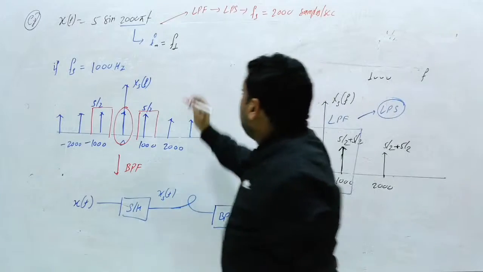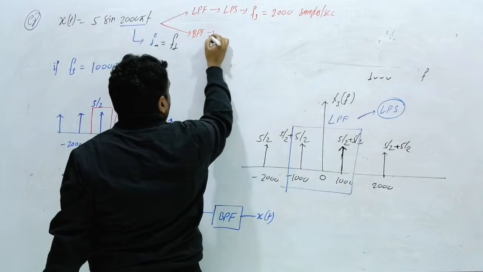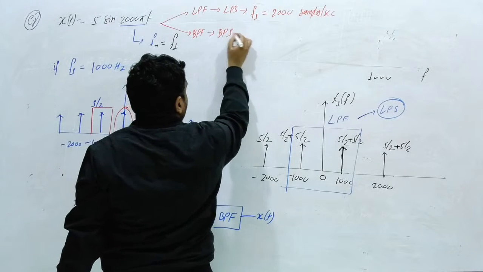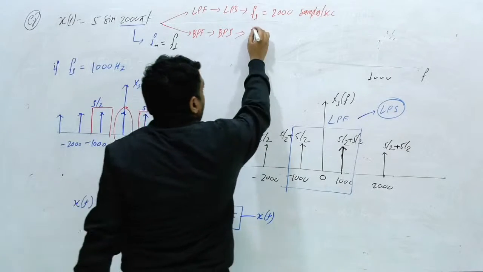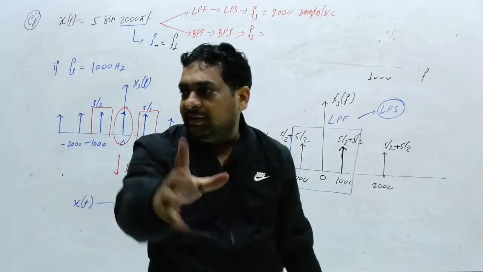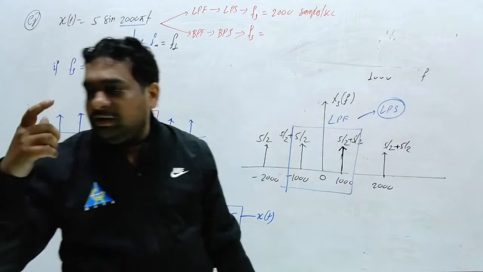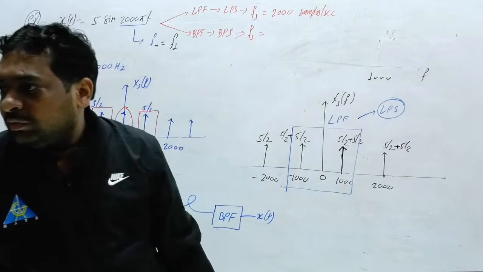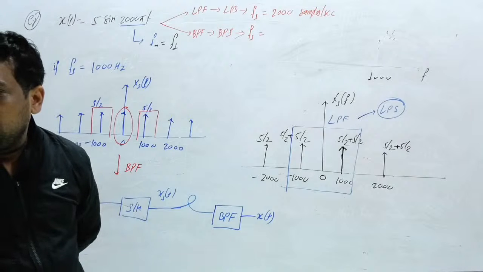Now, but if you use a band pass filter here, and you can say band pass sampling, then what should be the minimum fs? Anybody can tell me the answer? What should be the minimum fs here? Tell me.